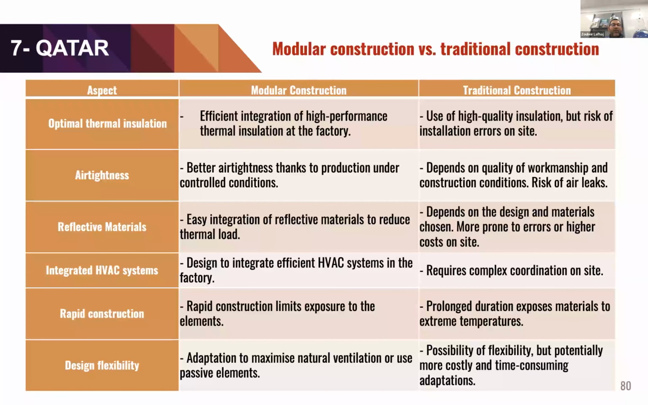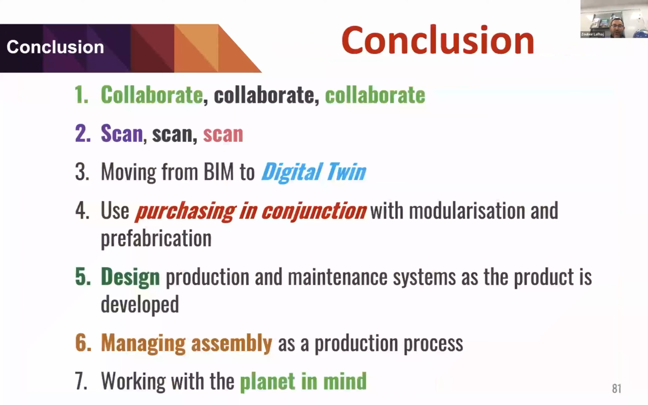So, modular construction versus traditional construction, we can see some aspects. Optimal thermal insulation, airtightness, reflective materials, integrated HVAC system, rapid construction, design flexibility, and we can see the comparison between modular construction and traditional construction.